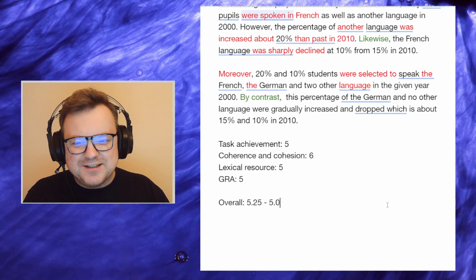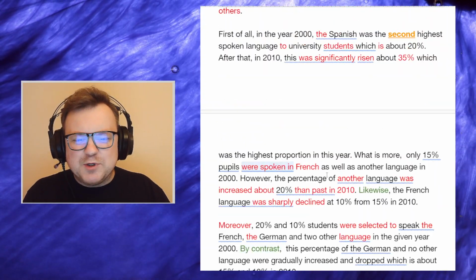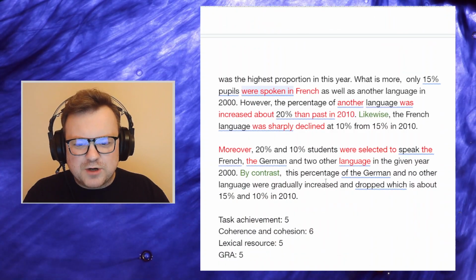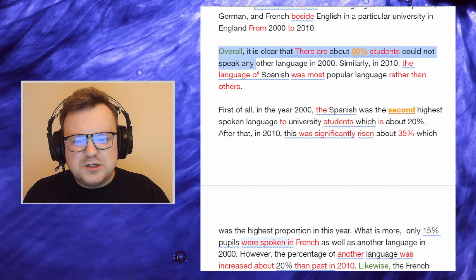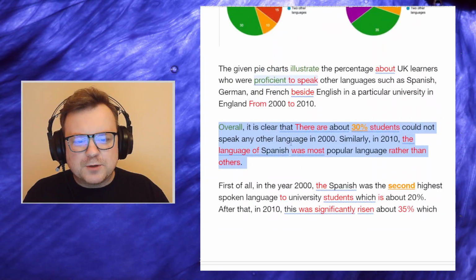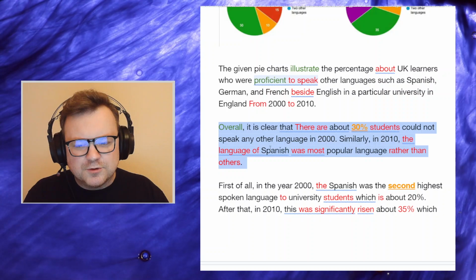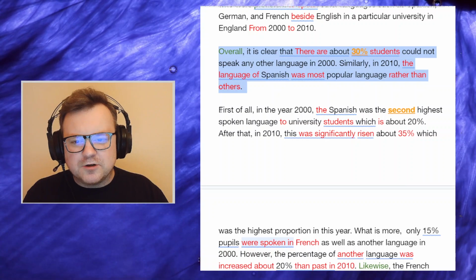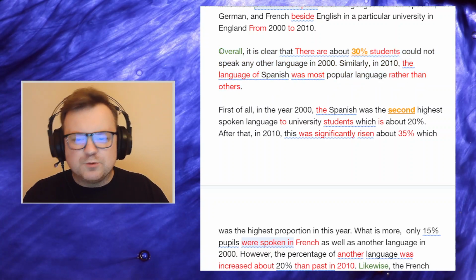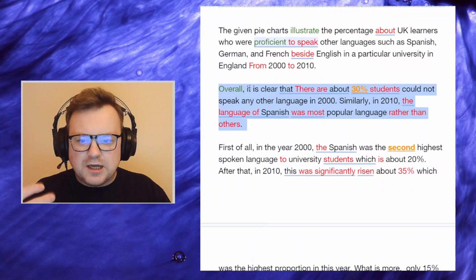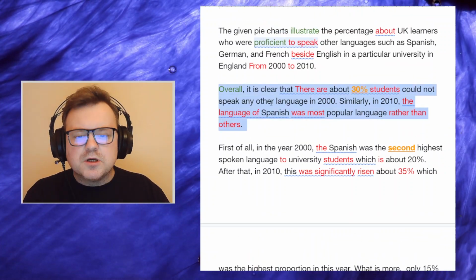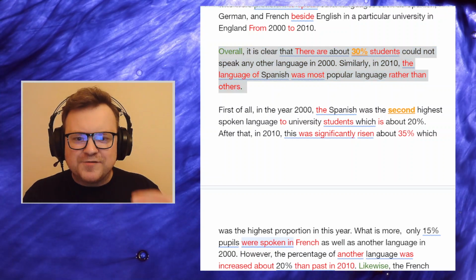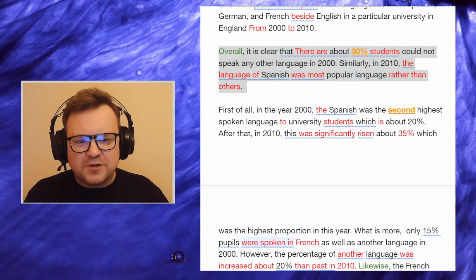Yeah, so this really killed your task achievement. You have to get the numbers right, and also keep in mind that in your overview, if you talk about 2 key features in your overview, that's really where your focus should be in your body paragraphs. You want the overview to select and mention 2 key features, and then your body paragraphs should give details about those key features.